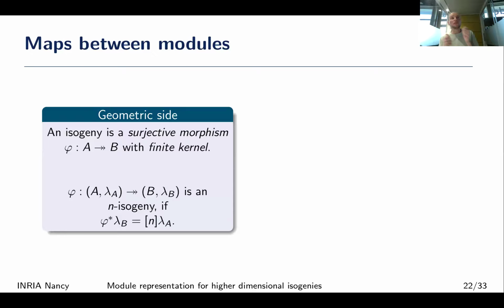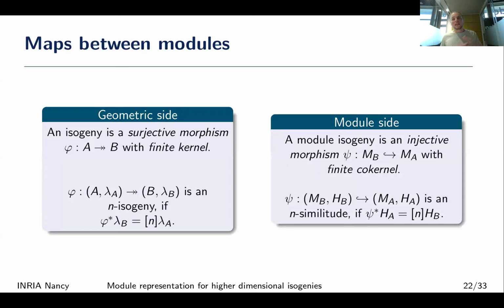So if we translate it to the module world, reversing the arrow, since it's an anti-equivalence of categories, we end up with what we called module isogenies, being this time injective morphisms with finite cokernel, meaning that M_A divided by the image of psi is finite. And in a similar way, we can define the module isogenies that respect the Hermitian forms that we put on modules, and we call them N-similitudes.